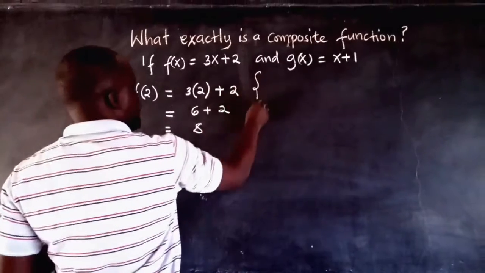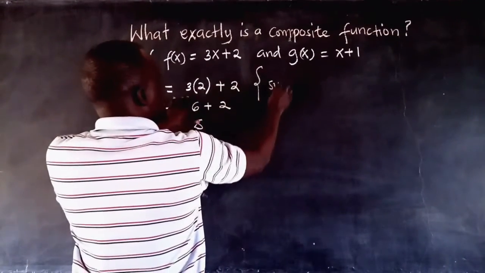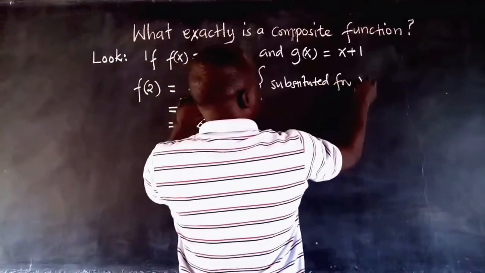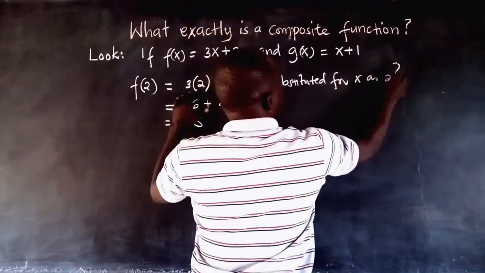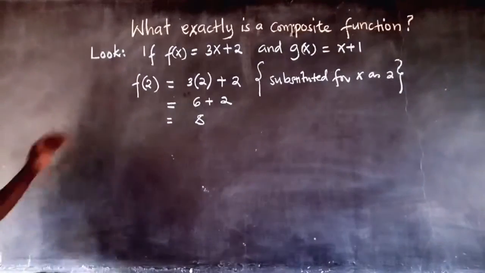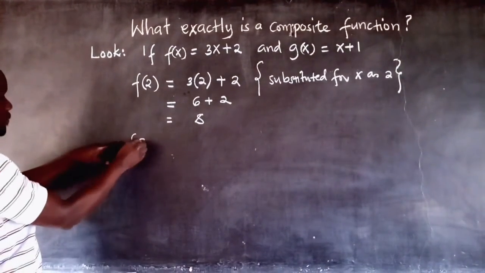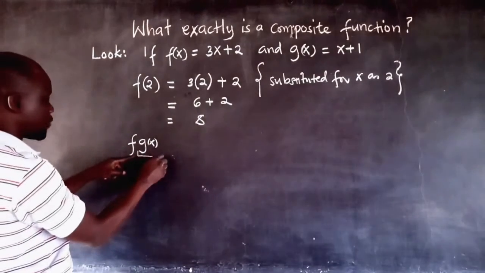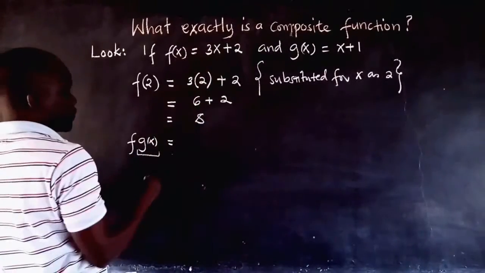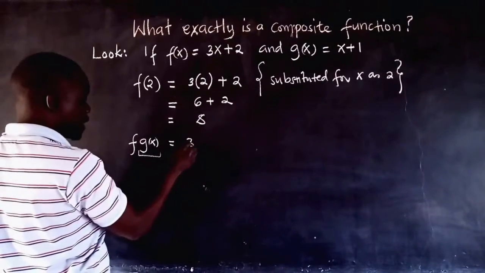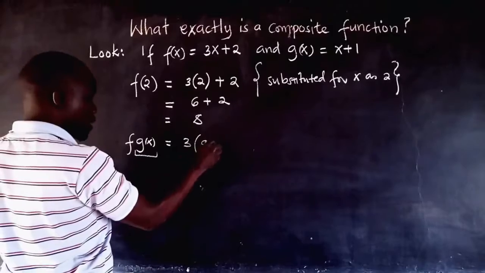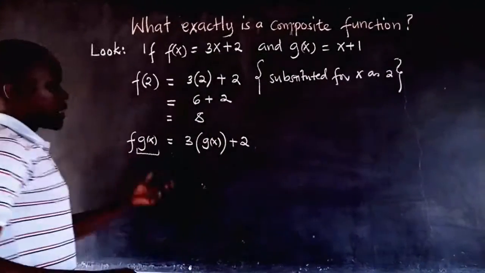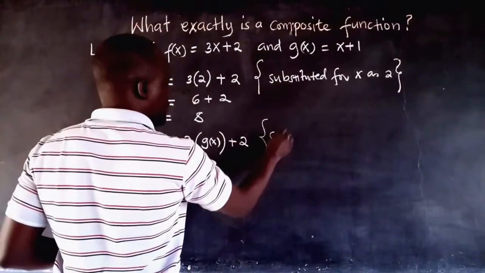In simple terms, what we have done here, we have substituted 2 for x. That means if you want a composite function fg of x, in simple terms, it means also we are going to get this g of x and substitute it in position of x. So it would be 3 into g of x plus 2.